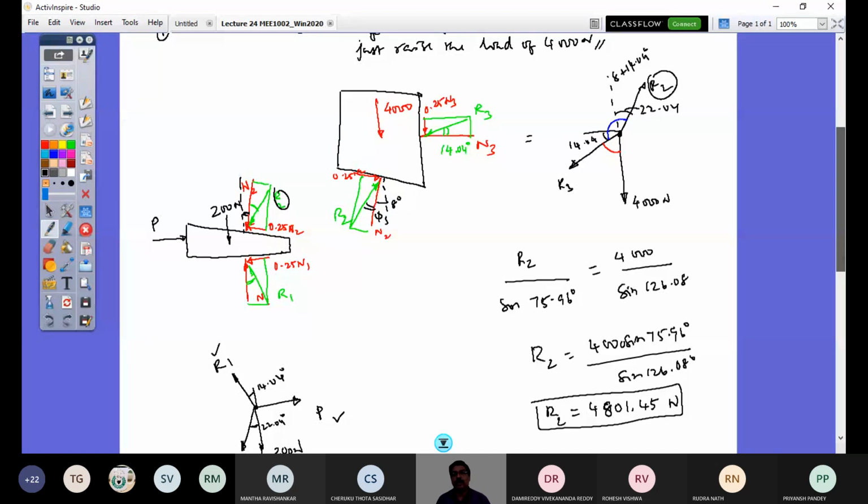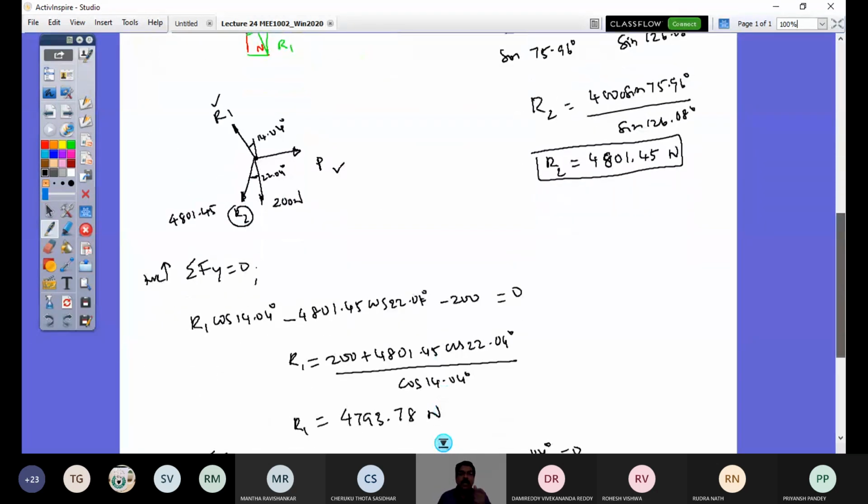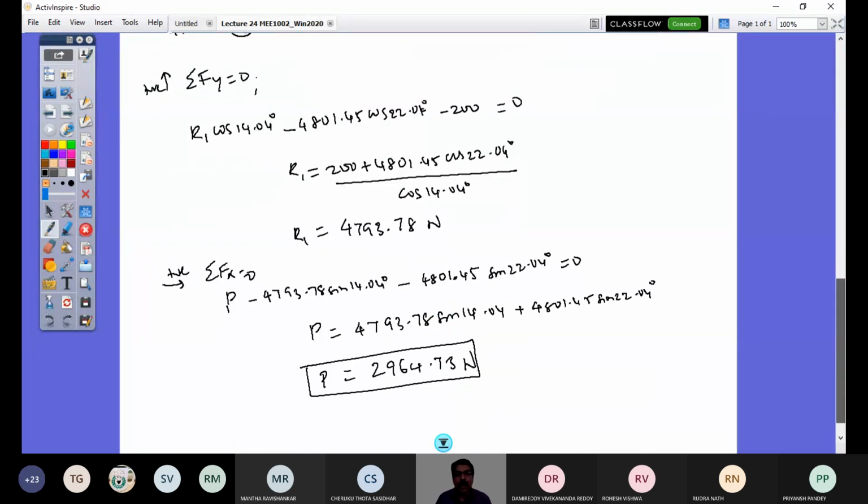In this problem, we used 3-force equilibrium whenever possible, so that Lami's theorem can be applied. For the last class problem, the force P required to just adjust the load of 4000 Newton is 2946.7 Newton. So this is the problem that we did. Today's class we will continue with an additional wedge friction problem. This is lecture number 25.